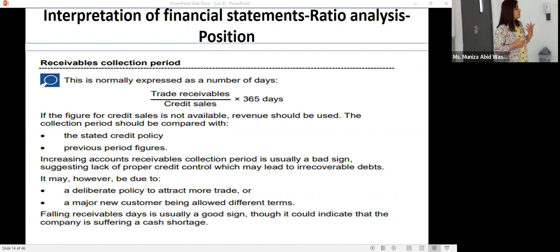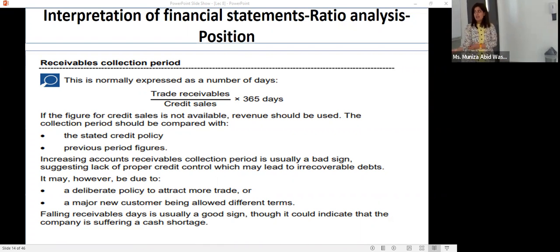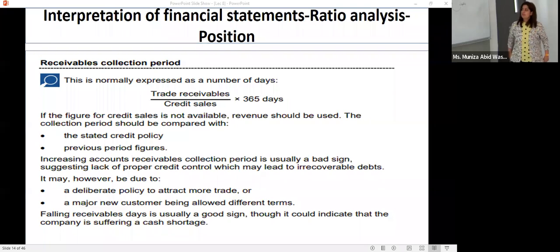So how many days the organization is normally taking to collect back its debts from the receivables is known as receivables collection period. So the formula for receivable collection period is trade receivables divided by credit sales multiplied by 365. Students, if you are not being given the credit sales in the examination separately, you can take the total value of the sales as well.